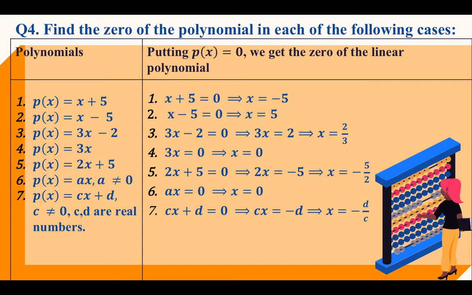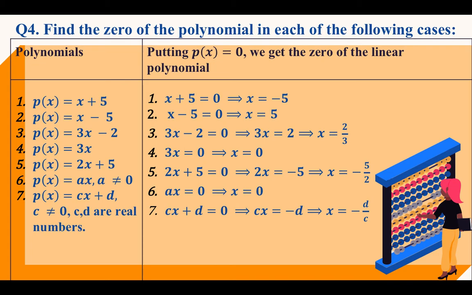So this is what we will do for all these questions. P(x) is given x plus 5. So I will write x plus 5 is equal to 0. So this implies that x is equal to minus 5. I will transpose this 5 to the right hand side. So I'll get x is equal to minus 5. Second question, P(x) is equal to x minus 5. Again over here I will equate P(x) is equal to 0. So I'll get x minus 5 is equal to 0. And this implies that x is equal to 5. I will transpose the 5 to the right hand side.